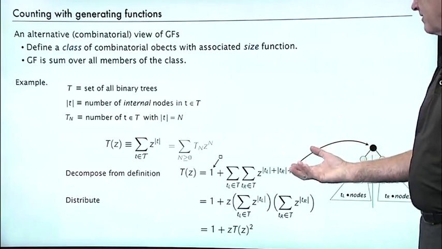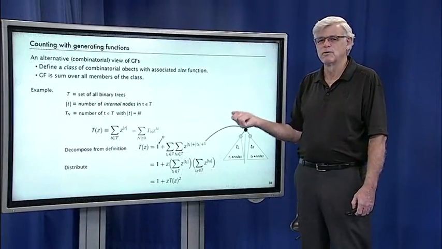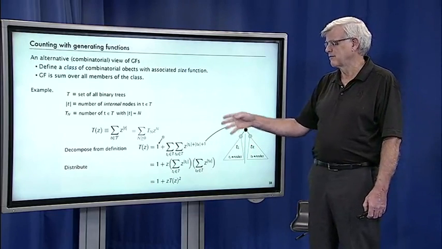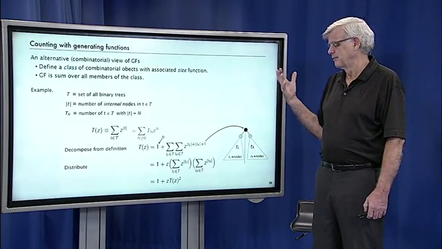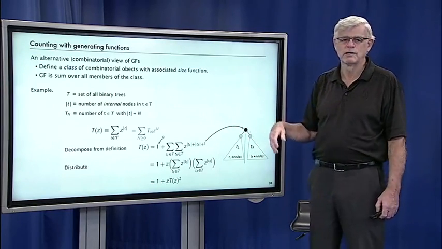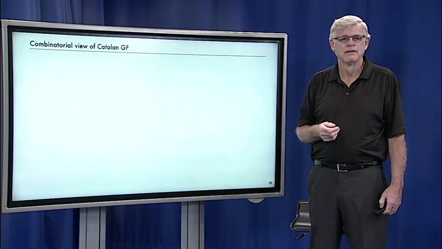Really, the equation says that a binary tree is empty or it's a root connected to two binary trees. And actually, we're going to see a very formal way to go right from the description of what it is down to that generating function equation.